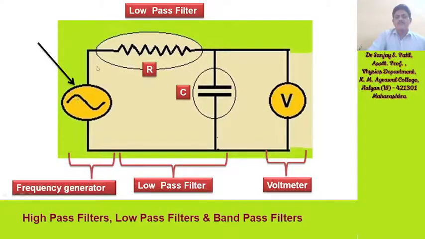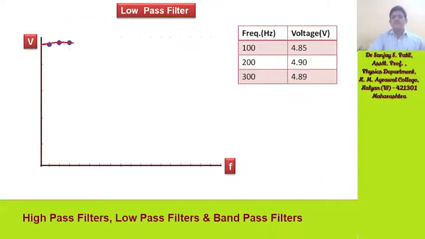Now whatever frequency we provide to this circuit, the voltage we get is measured with the help of the voltmeter connected here. That output will be measured with this voltmeter. And further, what are the values coming from the voltmeter?